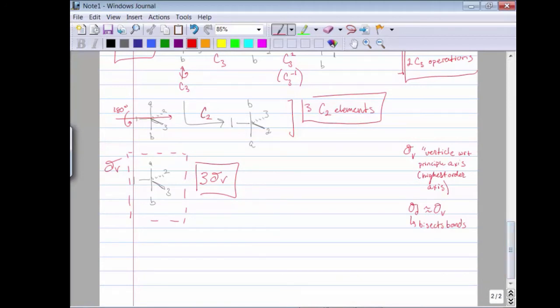But there's a different type of mirror plane. It's not the sigma V, but it's a different one. It's actually perpendicular to that mirror plane. And it goes through bonds 1, 2, and 3. And this one, so I'm going to try to draw it, this one will be perpendicular to the principal axis, and so it's called a sigma H. H is for horizontal with respect to that principal axis. So I'm going to try to draw this going horizontal.